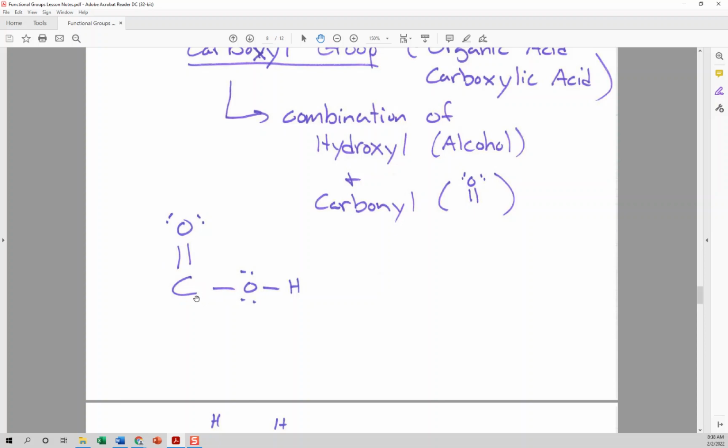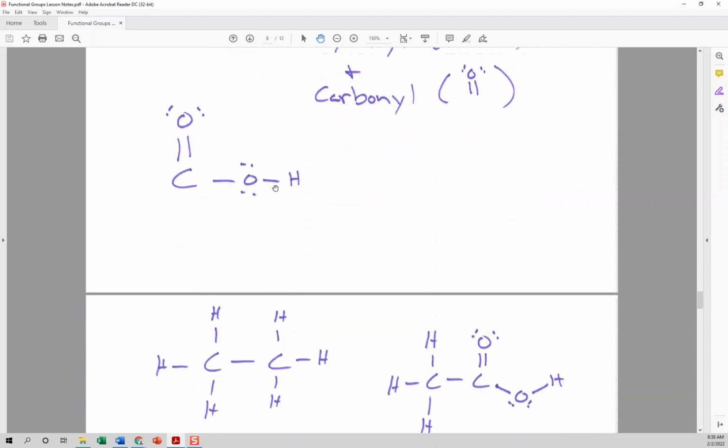So here's carbon. It's got a double bond O, but it also has an OH. So it has the hydroxyl group, and it also has the carbonyl. But when the same carbon has both those groups on it, that's a carboxyl group, and it makes the compound a carboxylic acid, okay?